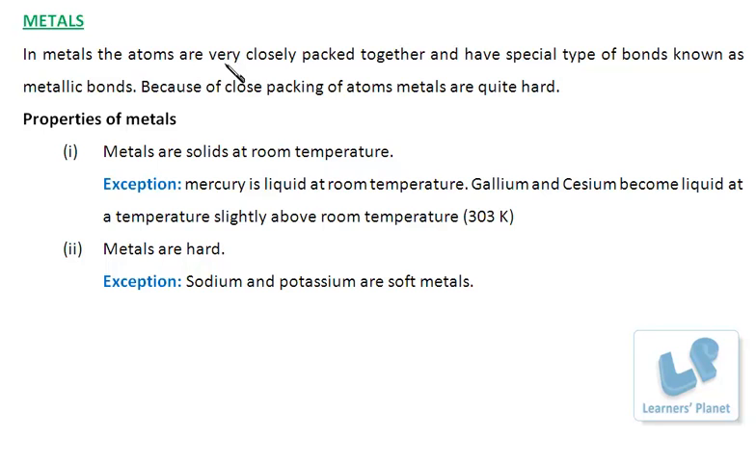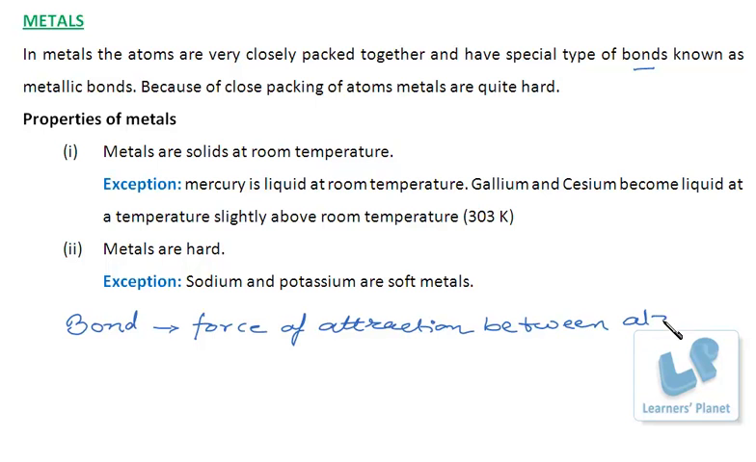In metals, the atoms are very closely packed together and have a special type of bond known as metallic bonds. Because of close packing of atoms, metals are quite hard. Now, do you know what a bond is? A bond is nothing but a force of attraction between atoms of elements. So the force of attraction between atoms of elements is called what? Bond.